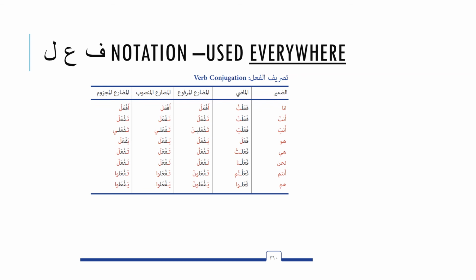So, in your book, many students don't know this, but there's actually an entire set of grammar charts at the very end of al-kitaab. You can see this on page 310. For example, here is the complete conjugation of verbs in standard Arabic. And notice that each time that they exemplify the verb, they use fa, ayn, and lam.